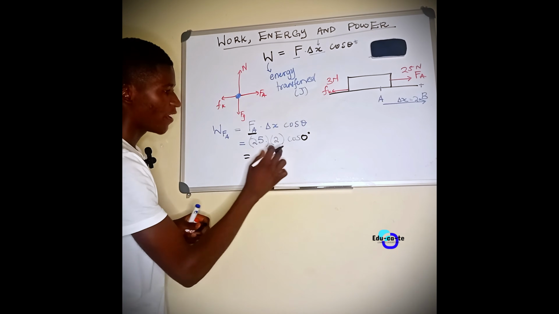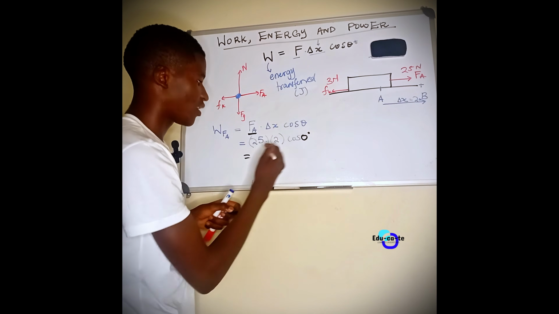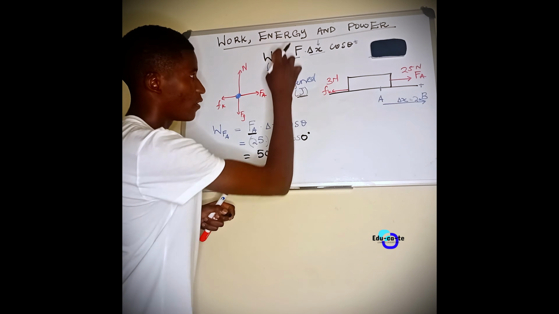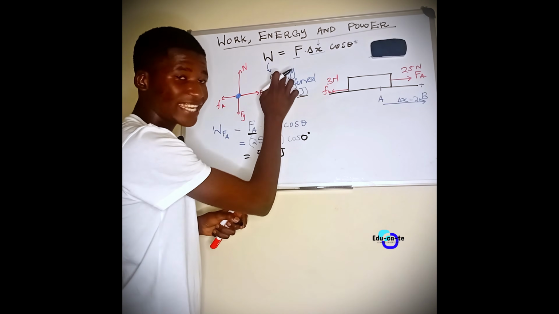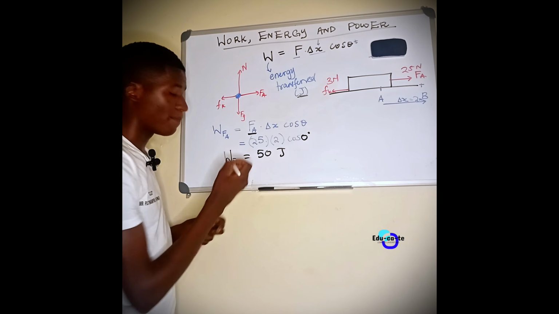So 25 multiplied by 2 will just give you 50. And then 50 cos 0 will just be 50. And we measure this in joules. Remember, I said that work done is actually energy transferred, so we measure it in joules. This is the work done by the applied force.